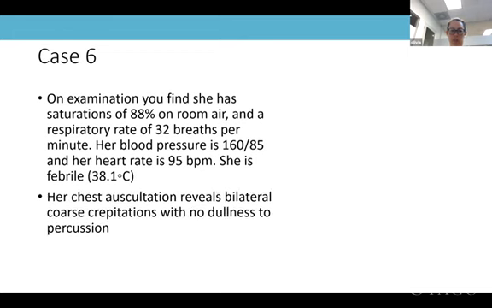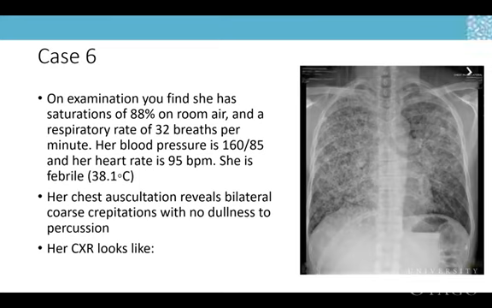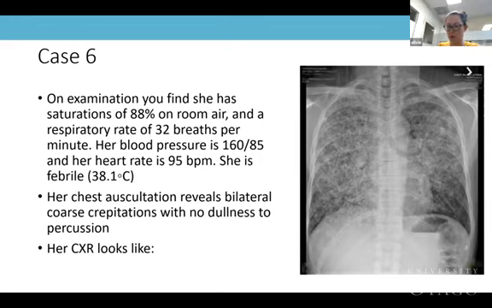Have a listen to her chest, and you can sort of hear bilateral coarse crepitations, but there's no dullness, particularly to percussion. And she has a chest X-ray which looks like this. So can someone describe what they can see on that chest X-ray? Almost looks like a snowstorm appearance in the parenchyma. Yeah, so this is bilateral, widespread interstitial infiltrates.